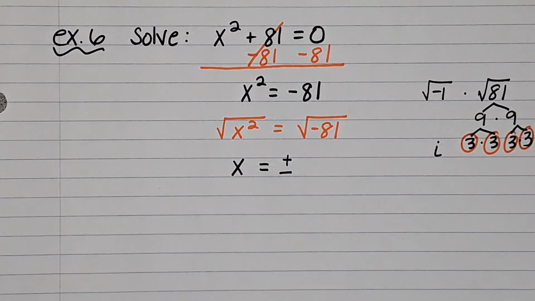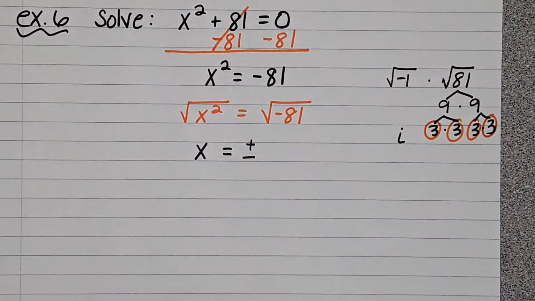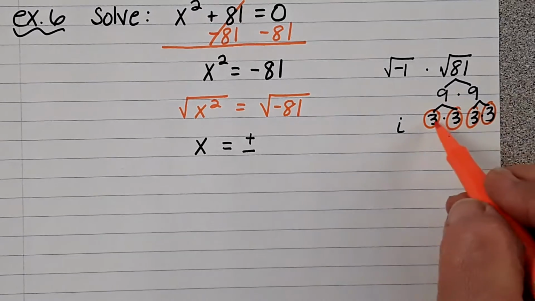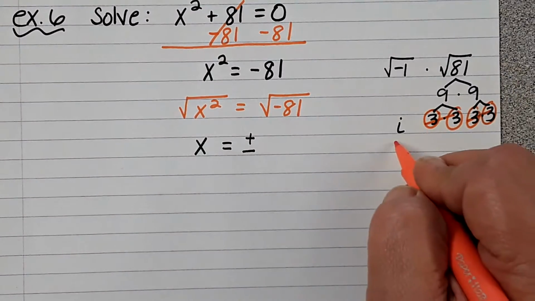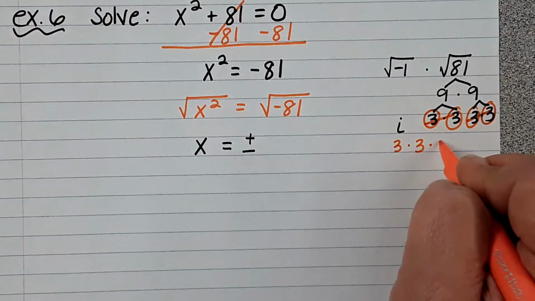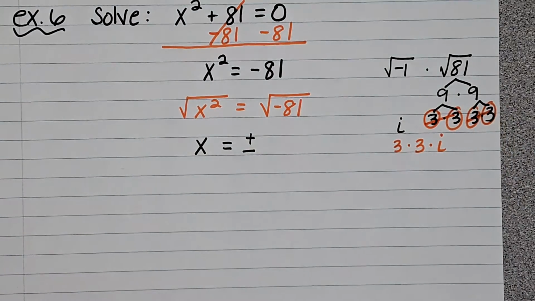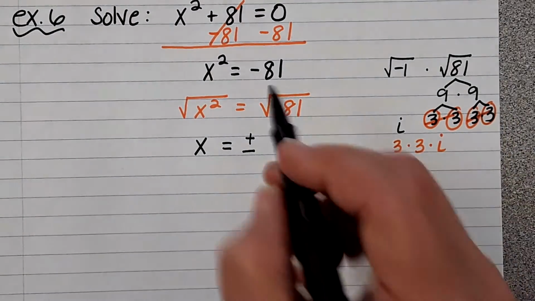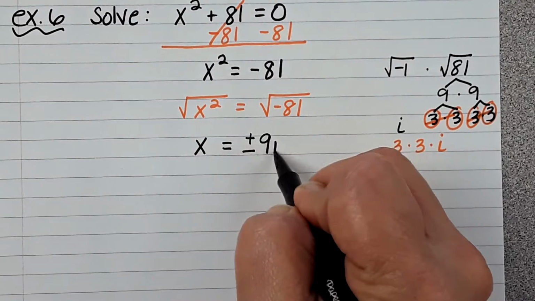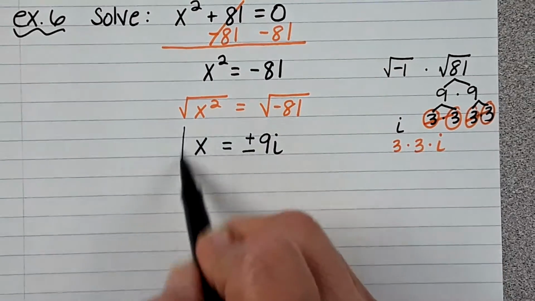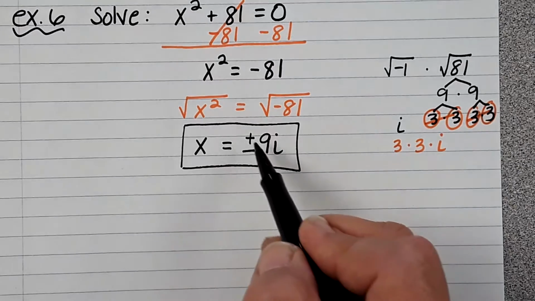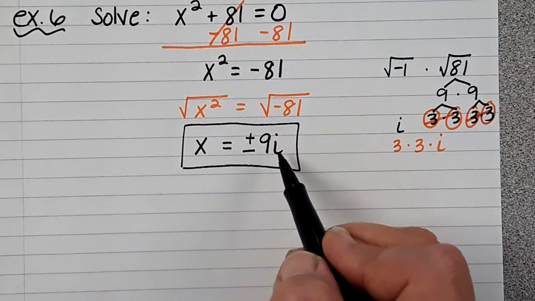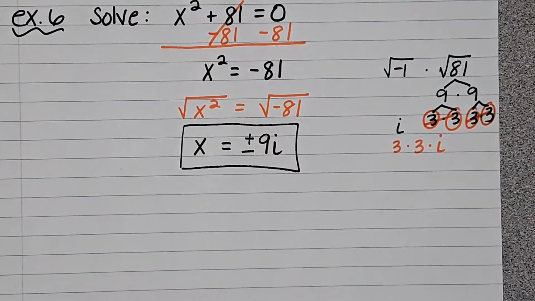Do we have a pair? How many pairs do we have? 2 of 3. So I have 3 times 3 times i. What is 3 times 3 times i? 9i. And that's our answer. So we have a positive 9i and a negative 9i, which means that if we replaced it and multiplied them out, we would get negative 81 no matter what.